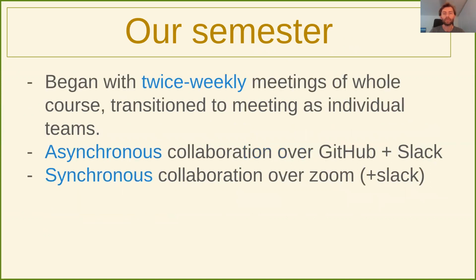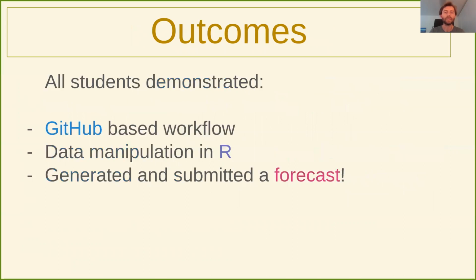We began with a twice-weekly meeting schedule as a whole course, but we quickly transitioned into meeting separately as individual teams. This allowed teams to get to know each other better and allowed me to focus on the different strengths within each of the different individual teams. Asynchronous collaboration would happen over GitHub and Slack, and synchronous collaboration over Zoom, unfortunately, given the pandemic situation.